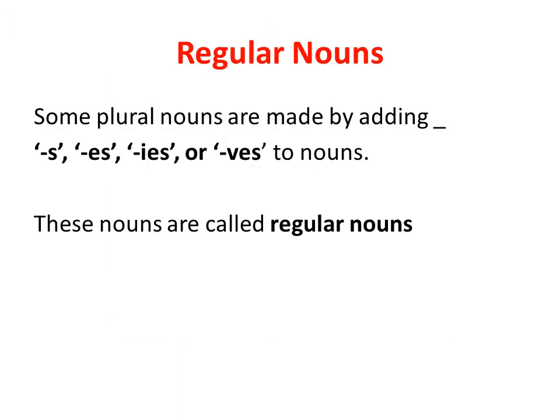Some plural nouns are made by adding s, es, ies or ves to the nouns. Now these nouns are called regular nouns. Let us see the examples.